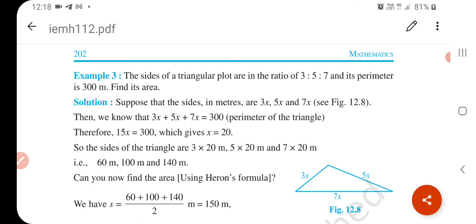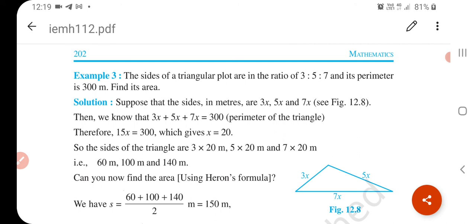Then we know that 3x plus 7x plus 5x is equal to 300 meter, because the perimeter is given. Okay, so first we find the value of x. 15x is equal to 300, so x is equal to 20. If the value of x is known, we can find the values of all the sides. So 3 into 20, 5 into 20 and 7 into 20, so we get 60 meter, 100 meter and 140 meter as the sides of the triangle.